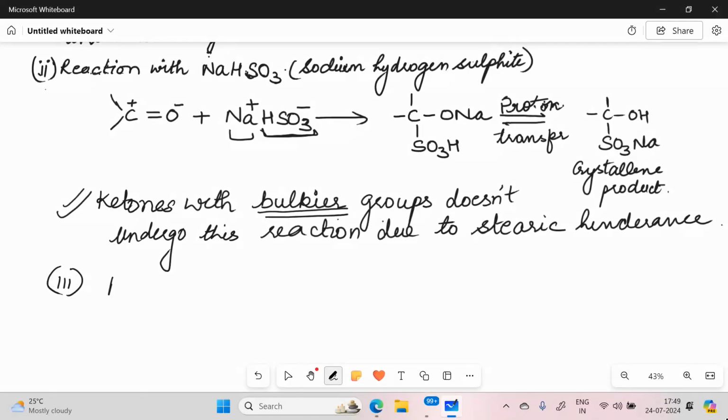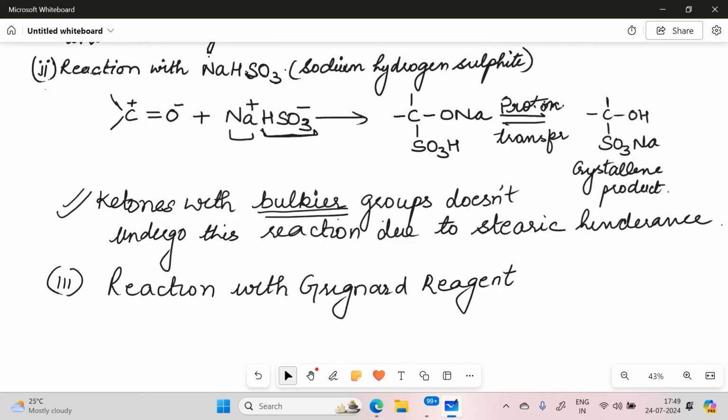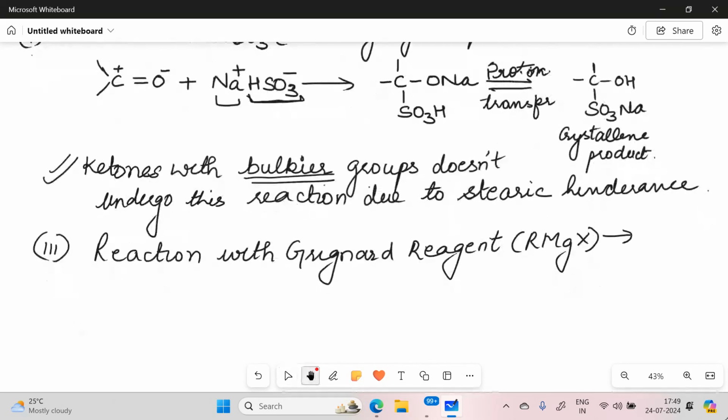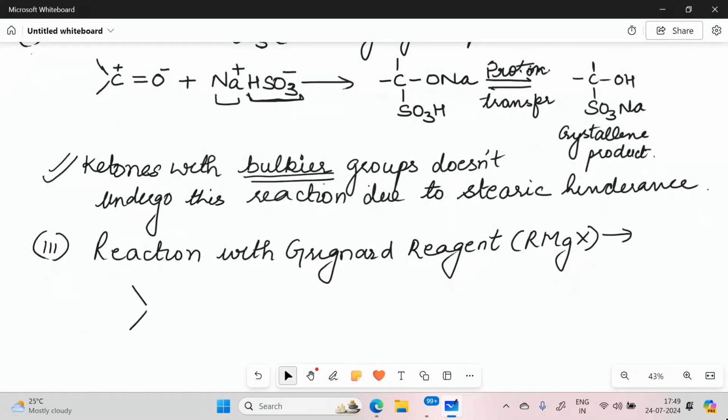Now the third reaction is the reaction with Grignard reagent that you have done in the previous chapter also. Shivani, what is Grignard reagent? RMgX. Yeah. Reaction with Grignard reagent, which is RMgX. So in this reaction, you have an aldehyde or ketone. Let us suppose first I am taking formaldehyde, HCHO. Its name is methanal or it is called formaldehyde.